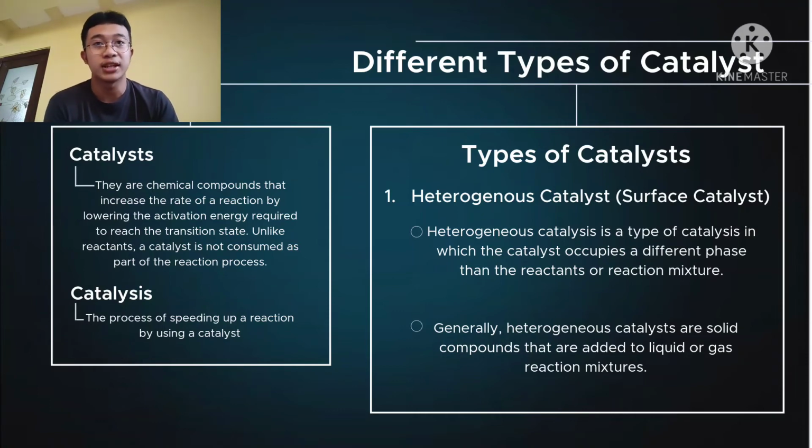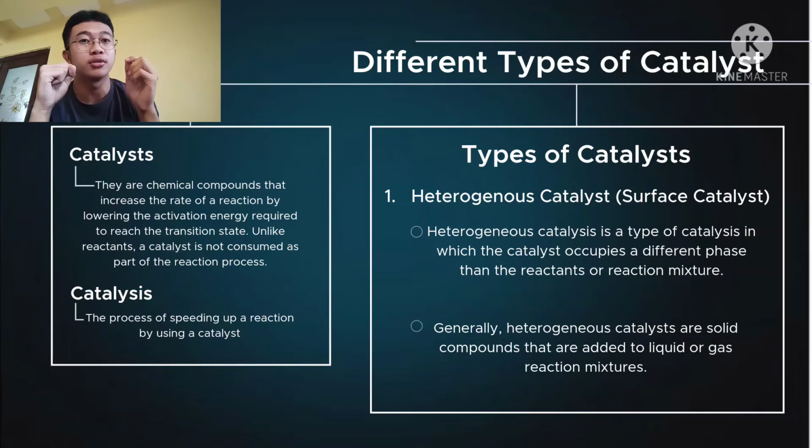Moving on to the types of catalyst, we have heterogeneous catalyst, or also known as the surface catalyst. Heterogeneous catalysis is a type of catalysis in which the catalyst occupies a different phase than the reactants or reaction mixture. Halimbawa, liquid yung reactants, pero yung ginamit na catalyst is in solid form, pero yung kinalabasan or yung product or yung reaction mixture is still in liquid form. Dito, naiiba lang yung phase ng catalyst sa phase ng reactants and ng reaction mixture.